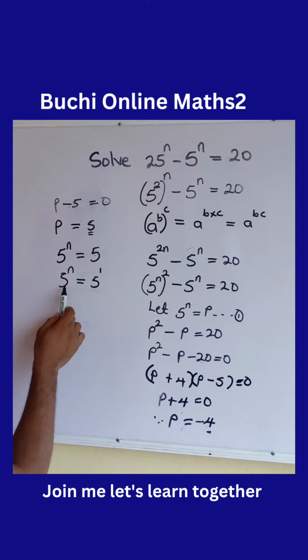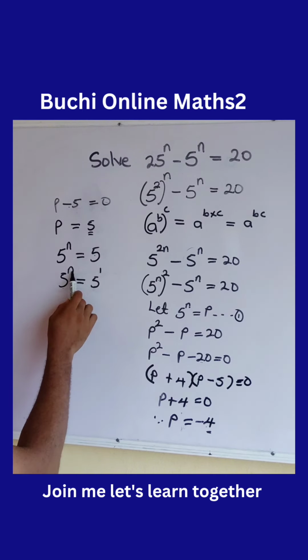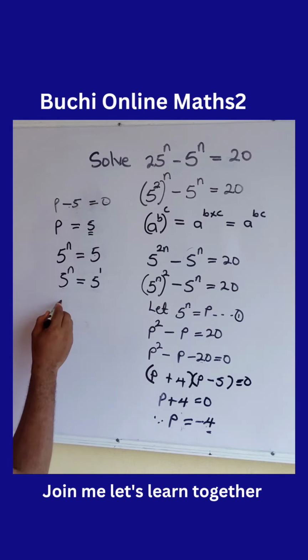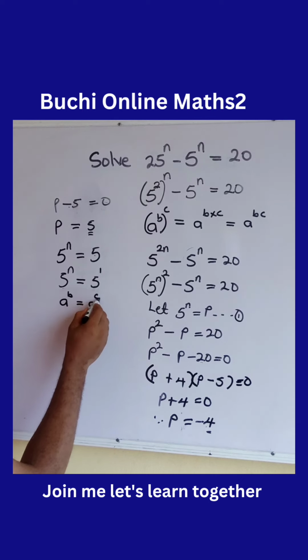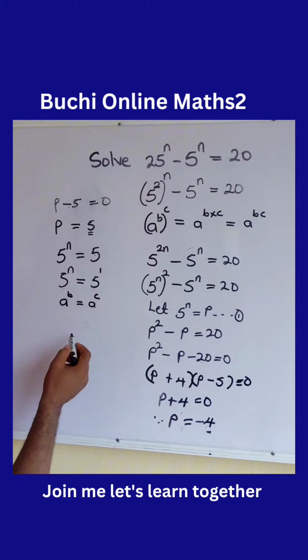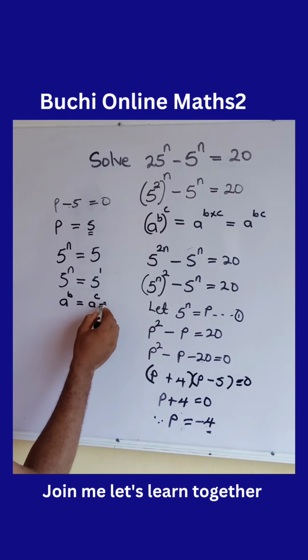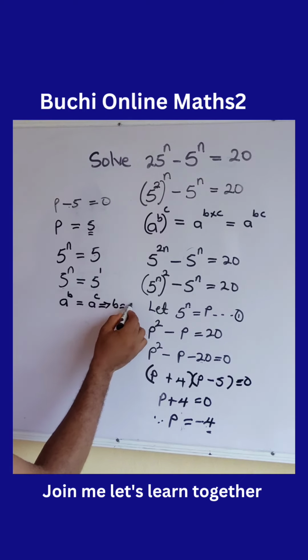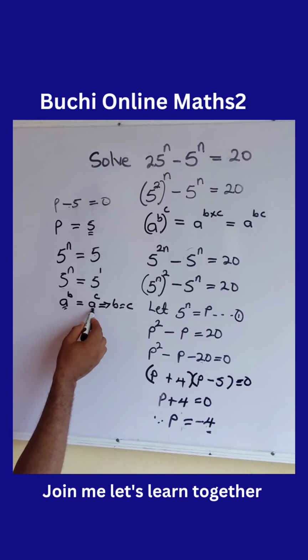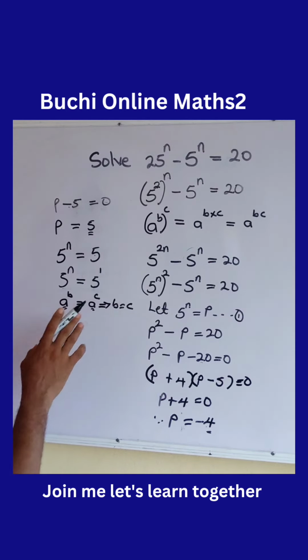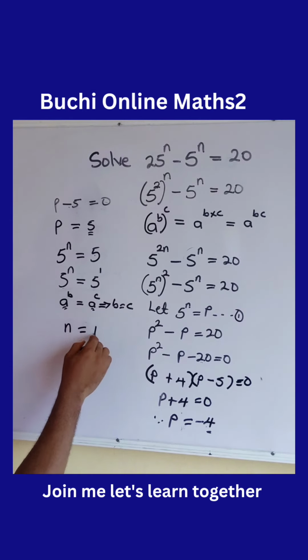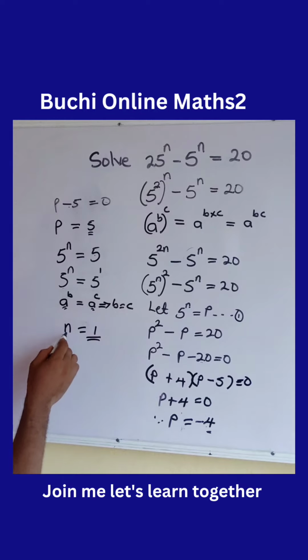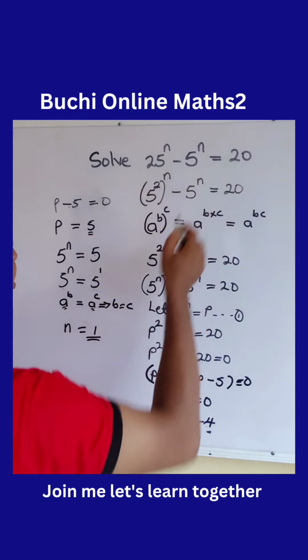So what we do is to eliminate or remove the base and equate the powers. For instance, if we have a raised to the power b equals a raised to the power c, you see a is the base. So because they have common base, this can be written as b equals c. We eliminate the bases and equate the powers because they have the same base on both sides. So here we are going to remove the base 5 and equate n to 1. So this is the value of n that satisfies this equation.